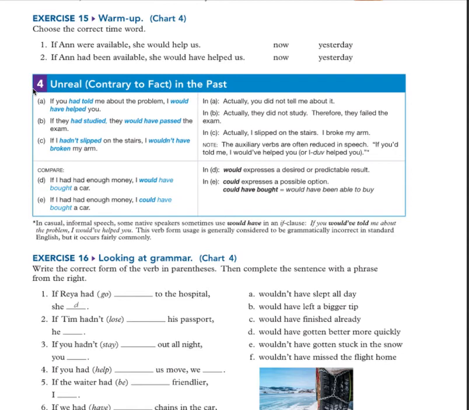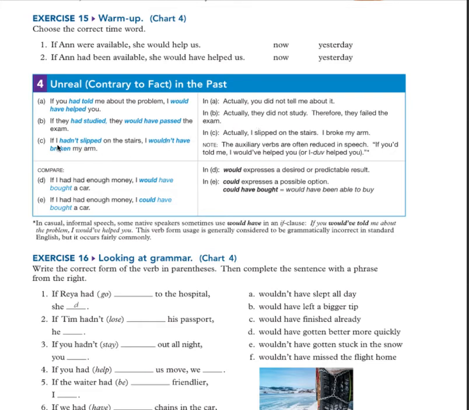So look at example A. If you had told me about the problem, I would have helped you. In A, actually, you did not tell me about it. Look at the if clause. Had told, past perfect. Look at the result clause. Would have, past participle, helped. B. If they had studied, they would have passed the exam. Had studied, past perfect. Would have and the past participle. Actually, they did not study. Therefore, they failed the exam.